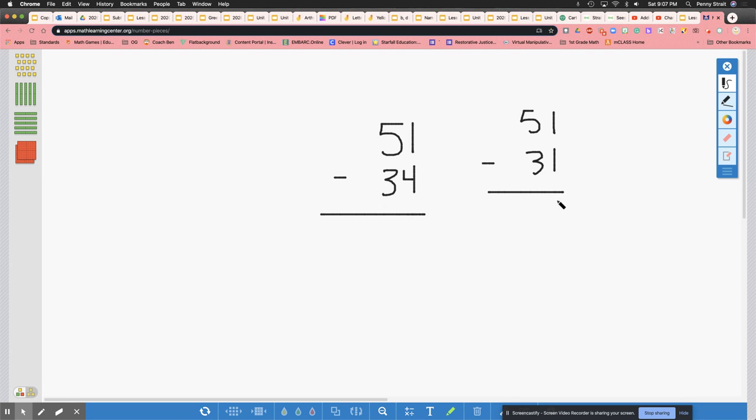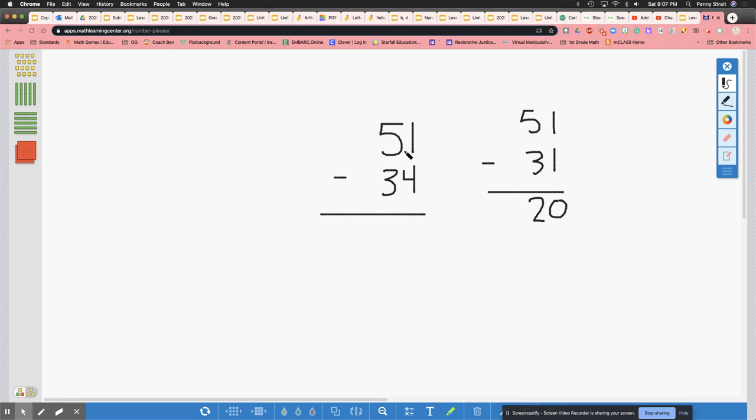1 minus 1, we all know that. That's easy. That's 0. And 5 tens minus 3 tens, well, we know that too, is 2. The answer to 51 minus 31 is 20. So when we don't have more on the floor, we have to be careful. Always check. Ask yourself, do I have more on the floor? In this case, in this problem, 51 minus 34, we do.